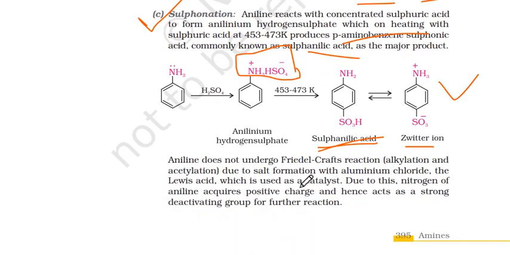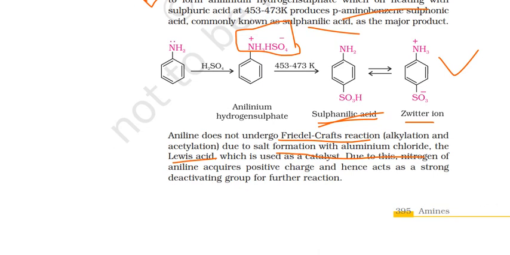Aniline does not undergo Friedel-Crafts reaction, alkylation or acylation, due to salt formation with aluminium chloride, the Lewis acid, which is used as a catalyst. So you're taking catalysts. We know it's anhydrous AlCl3 and all of the rest of the things, but this doesn't undergo any Friedel-Crafts reaction because it will form salt. Due to this, the nitrogen of aniline acquires a positive charge, hence it will act as a strong deactivating group, so it cannot go for further reaction, becomes a deactivating group.